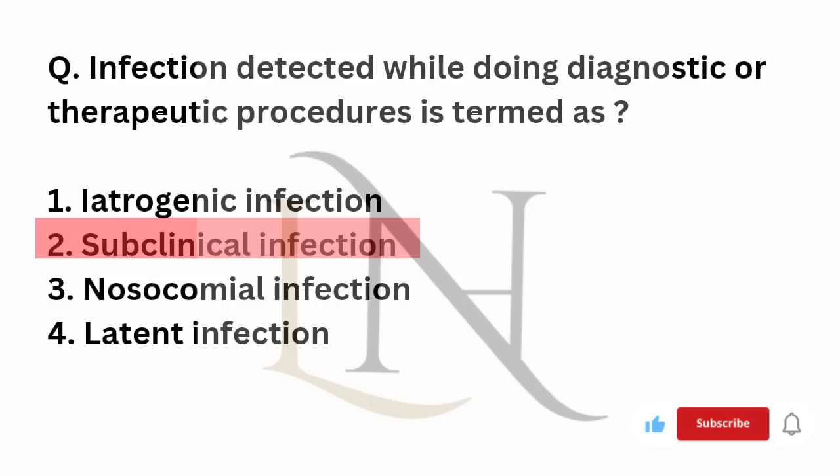we call it iatrogenic infection. And nosocomial infection means that after admission to the hospital, within 48 hours the patient gets an infection; we call it nosocomial infection. And latent infection means the organism is present in the patient's body but not showing any signs and symptoms. So we call it latent infection. Move to next MCQ.